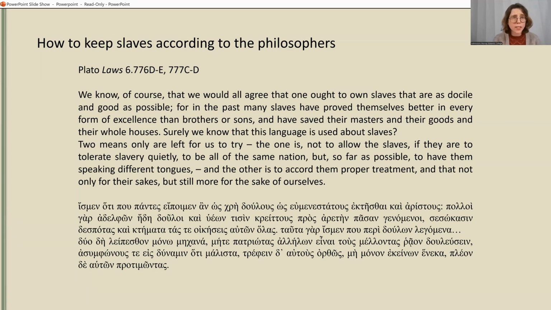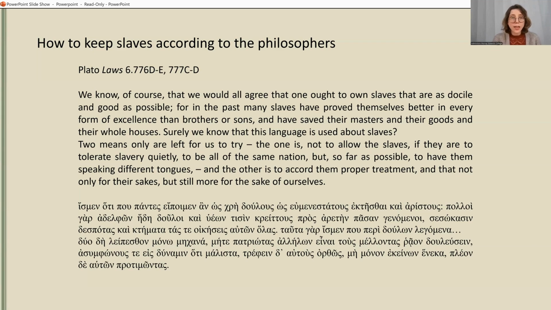So what we find is that the stranger tells us, we know, of course, that we would all agree that one ought to own slaves that are as docile and good as possible. For in the past, many slaves have proved themselves better in every form of excellence than brothers or sons, and have saved their masters and their goods and their whole houses. Surely we know that this language is used about slaves.